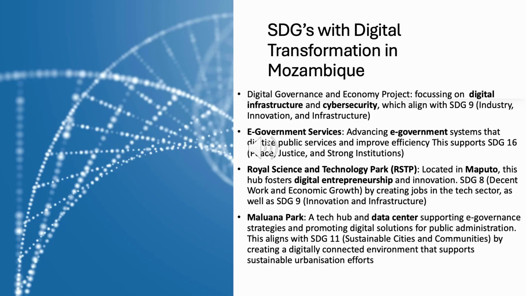The Rural Science and Technology Park is located in Maputo. This hub fosters digital entrepreneurship and innovation. It supports Mozambique's goal of building a digital economy, contributing to SDG 8, decent work and economic growth, by creating jobs in the technical sector, as well as SDG 9, innovation and infrastructure. Maluana Park is a tech hub and data center supporting the e-governance strategy and promoting digital solutions for public administration. This aligns again with Sustainable Development Goal 11, Sustainable Cities and Communities, by creating a digitally connected environment that supports sustainable urbanization efforts.